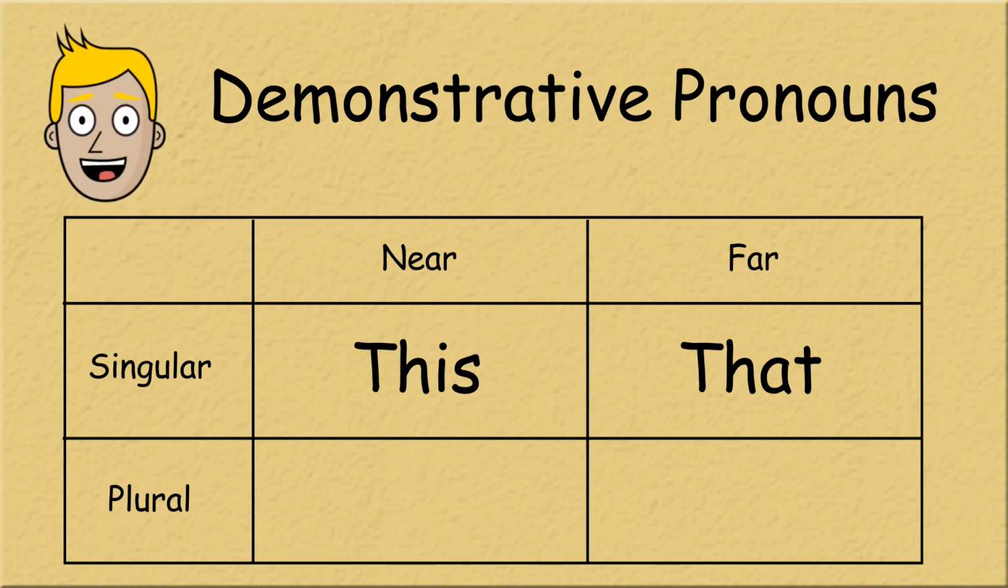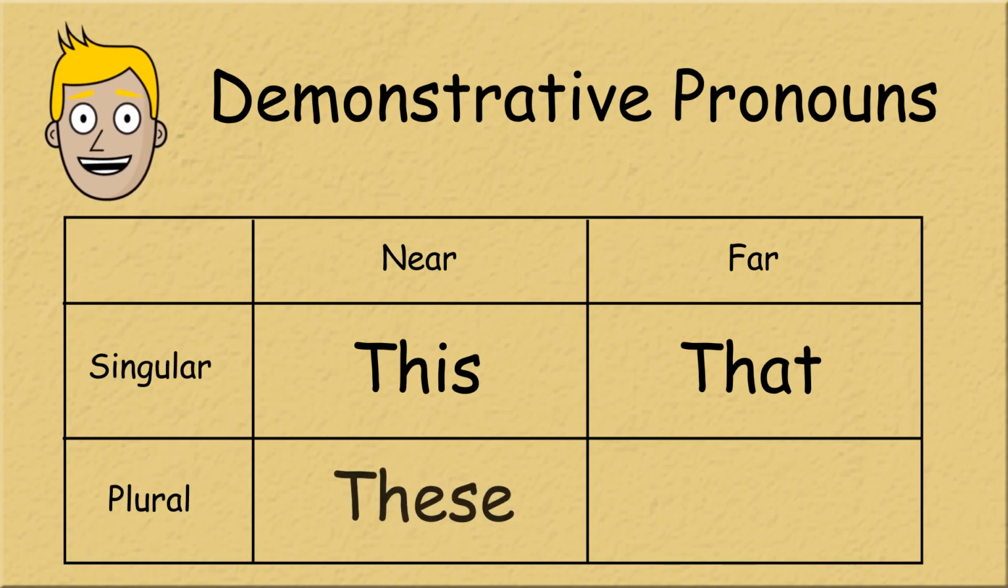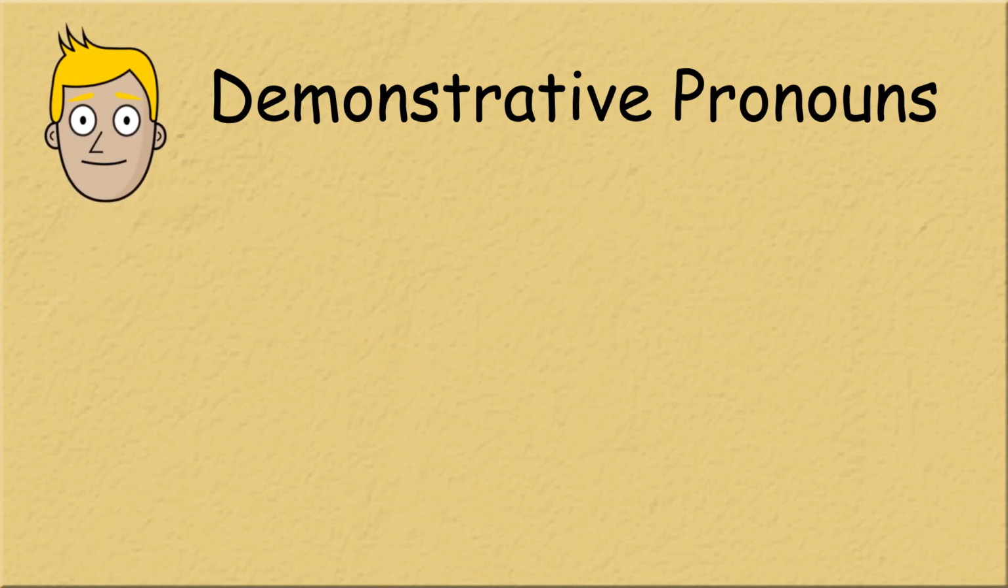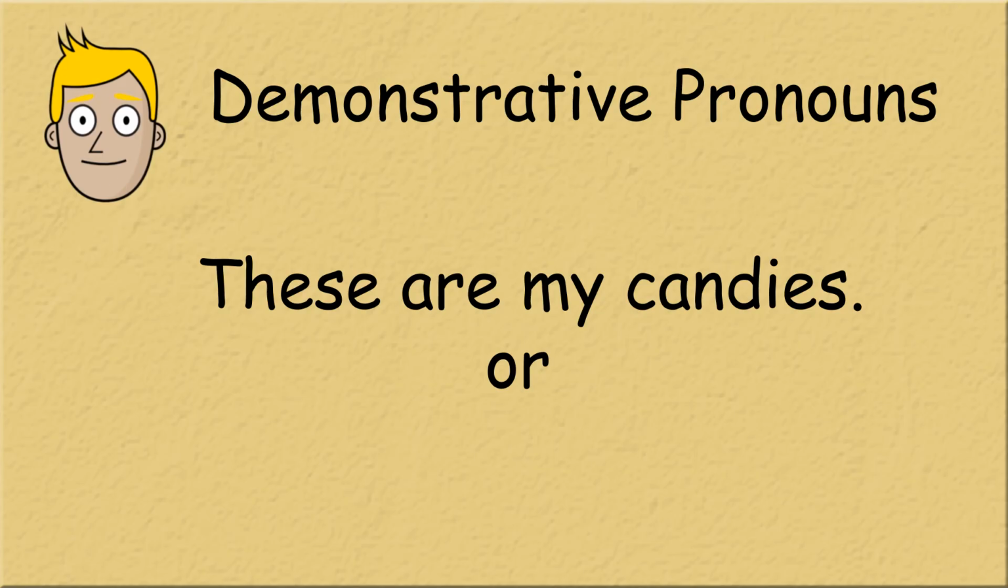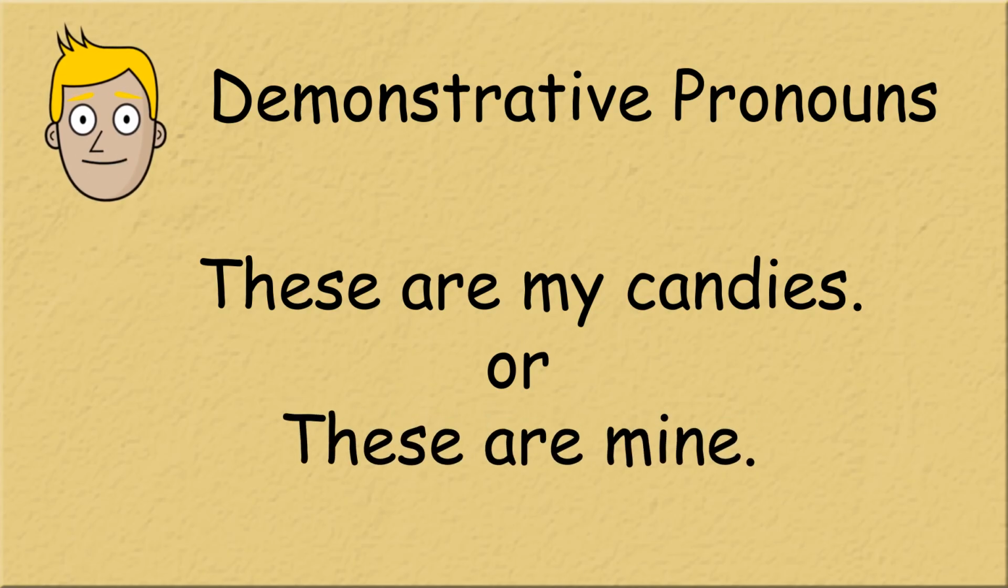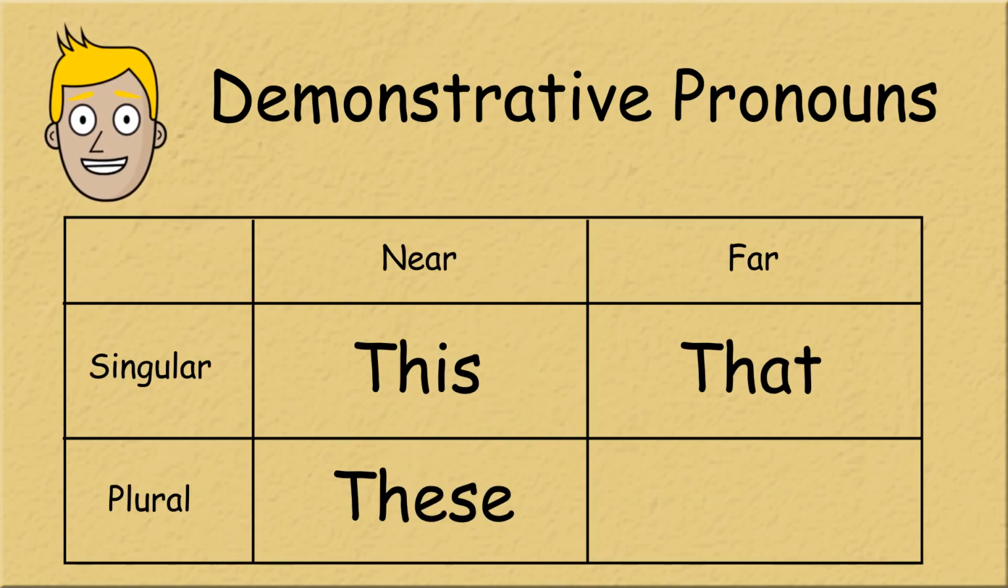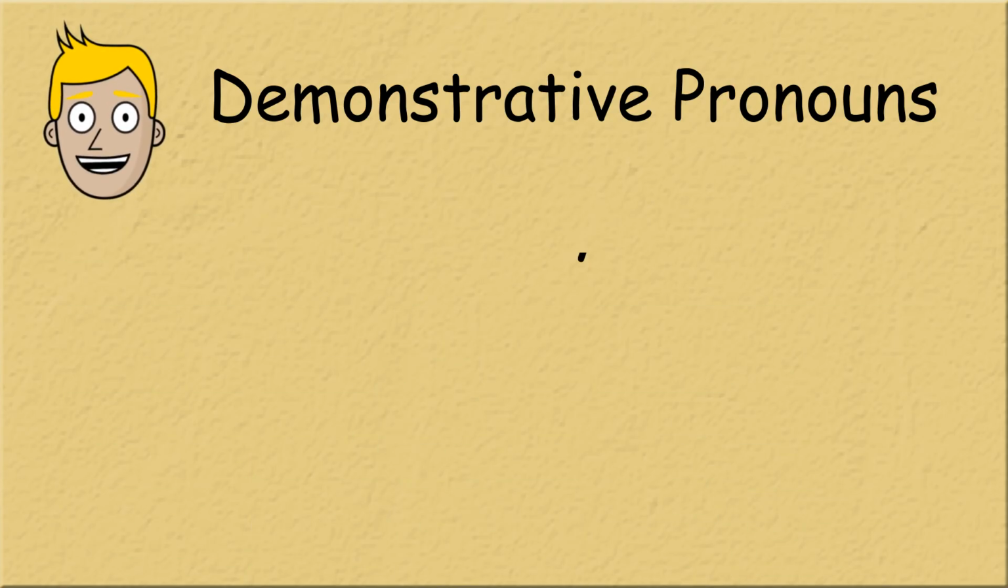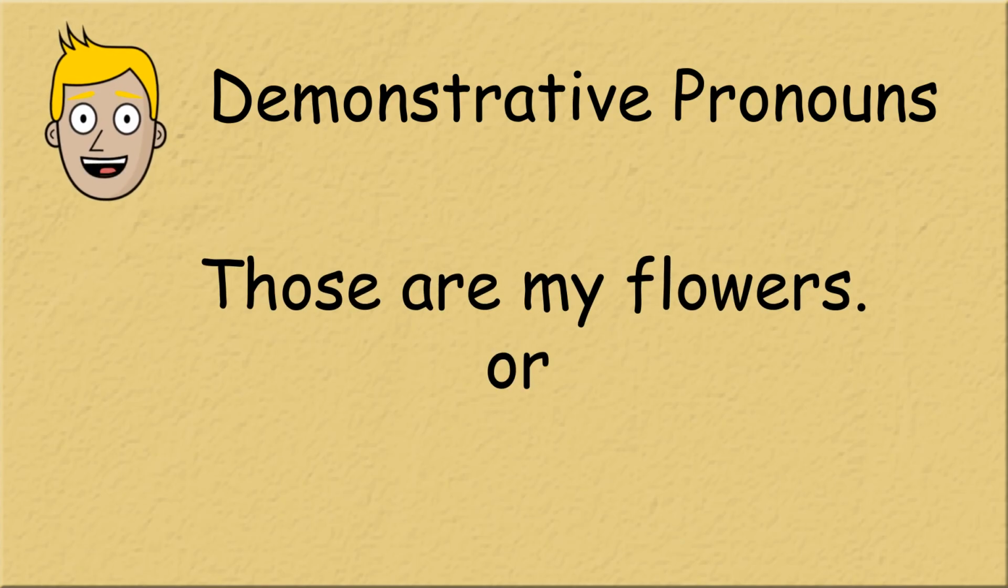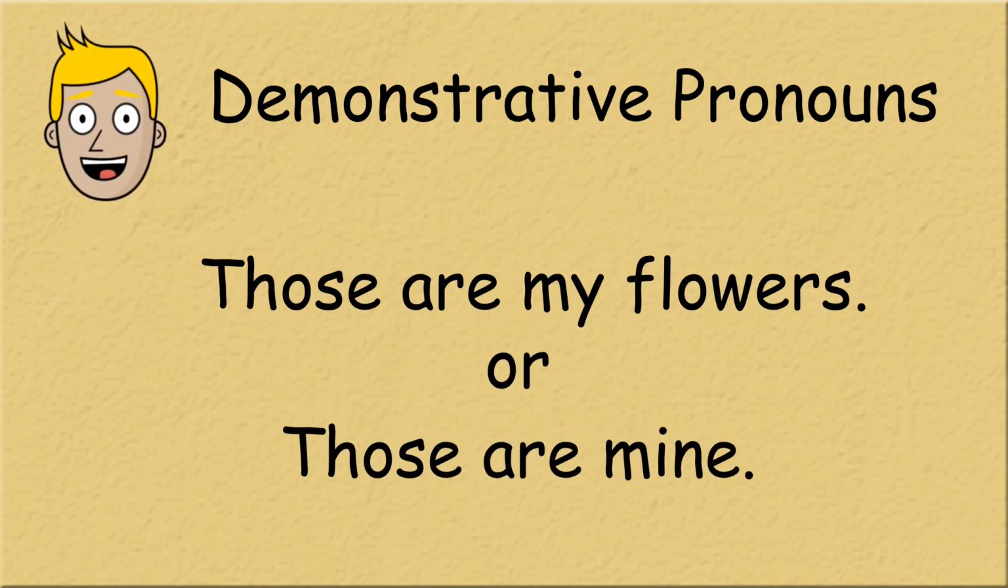Let's start with plural objects that are close to us. For this, we can use the pronoun these. An example would be, "These are my candies," or "These are mine." If we are referring to plural objects that are far away from us, we use the pronoun those. An example would be, "Those are my flowers," or just simply, "Those are mine."